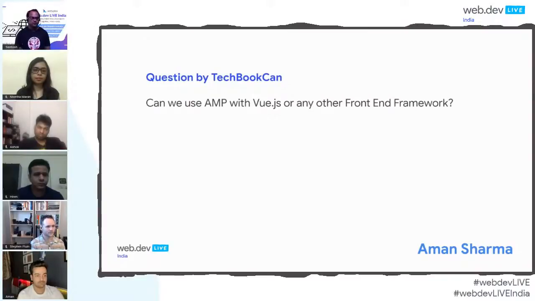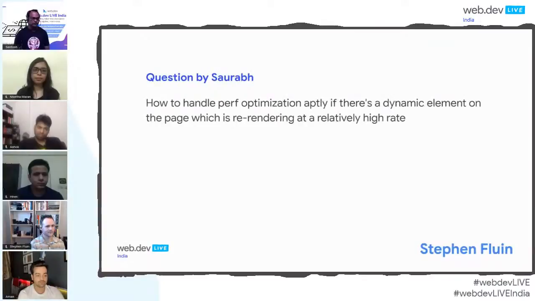Okay. Thank you for your question. Thank you for your answer. Question by Saurabh: how to handle perf optimization aptly if there is a dynamic element on the page which is re-rendering at a relatively high rate? So this question is for you, Stephen.